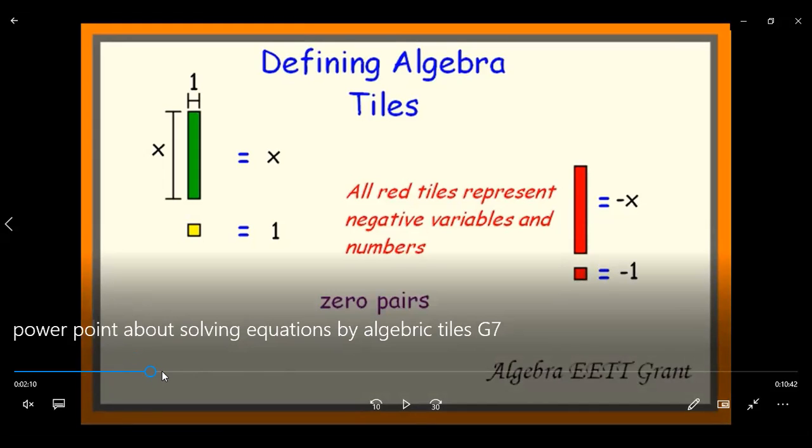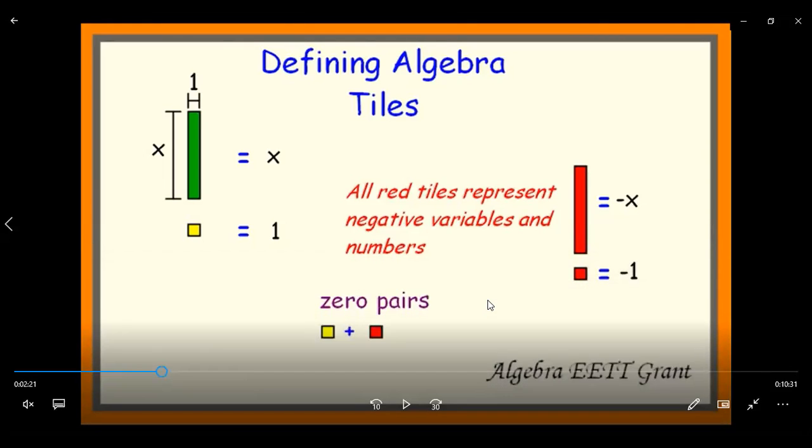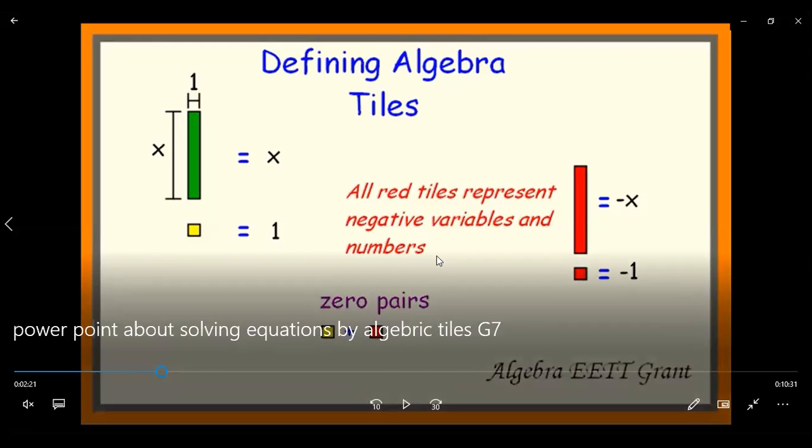Then we also have a zero pair. What is the meaning of zero pair? When you add positive 1 plus negative 1, the answer will be equal to how many? 1 plus 1 minus 1, the answer is zero, equal 0, right? Then in front of you now, you have the key.